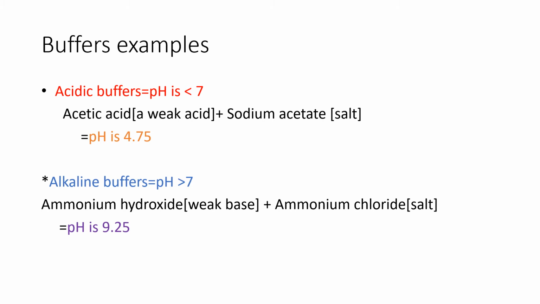Okay. Alkaline buffers where pH is greater than 7. And here we have ammonium hydroxide as the weak base plus ammonium chloride, a salt. And the pH here will be 9.25. That is an alkaline medium.